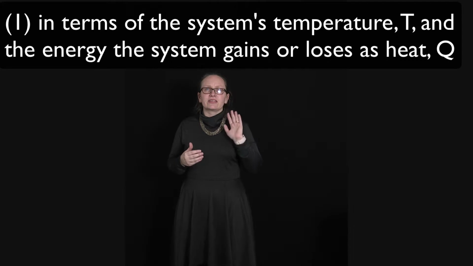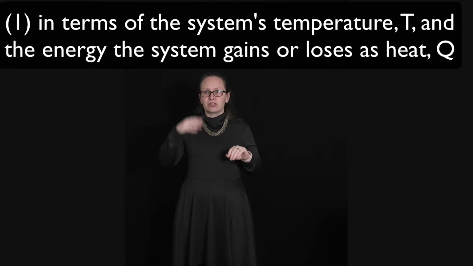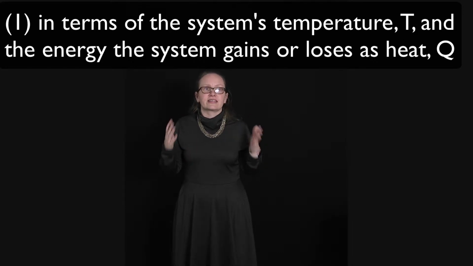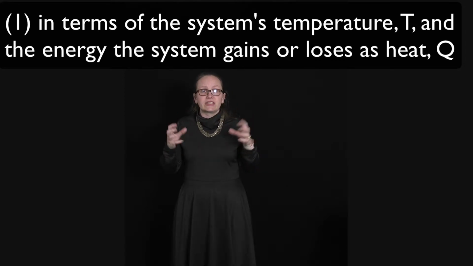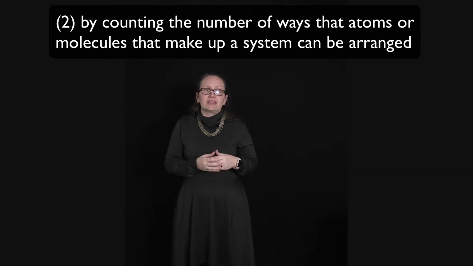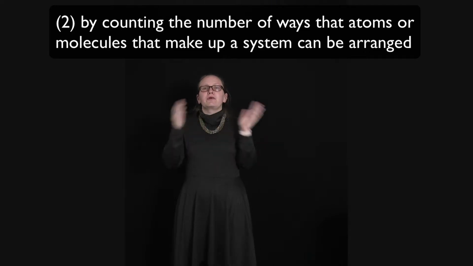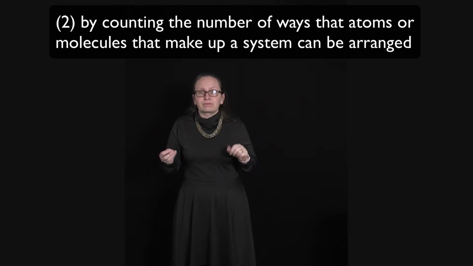Now, there's two equivalent ways that we can define entropy. We'll be looking at one of them in more detail in this lesson, and then we'll be leaving the other till the end of the entropy topic. The first way is in terms of the system's temperature, which remember has the symbol capital T, and the energy it loses or gains as heat, which has symbol Q. We'll be coming back to look at this one in more detail. The second way that we can define entropy is by counting up the number of ways that molecules can be arranged. This one's really interesting, but we'll come back and look at it at the end.